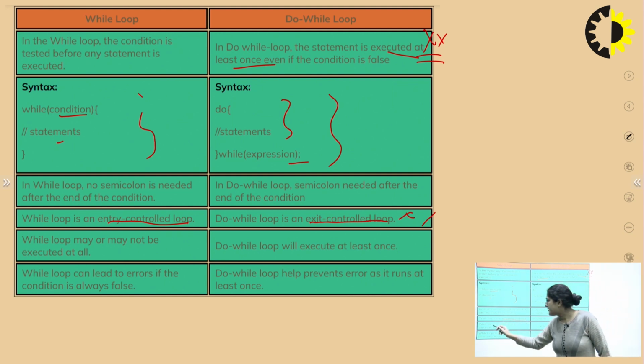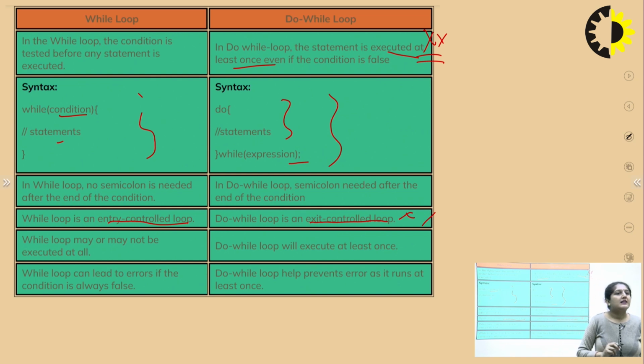Next difference is that a while loop may or may not be executed at all. If the condition is true, it will execute, otherwise it will not be executed, but the do-while will execute at least once. A while loop can lead to errors if the condition is always false, while do-while prevents the error because it runs at least once. So these are the major differences between the while and the do-while.